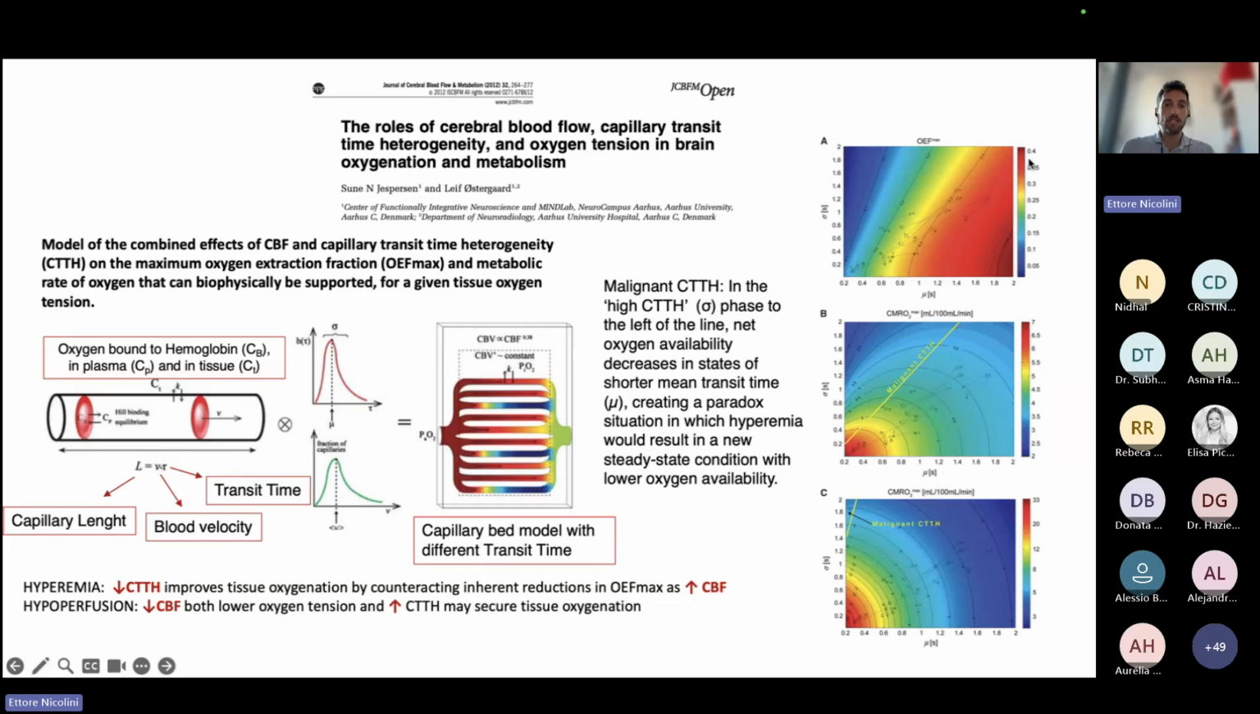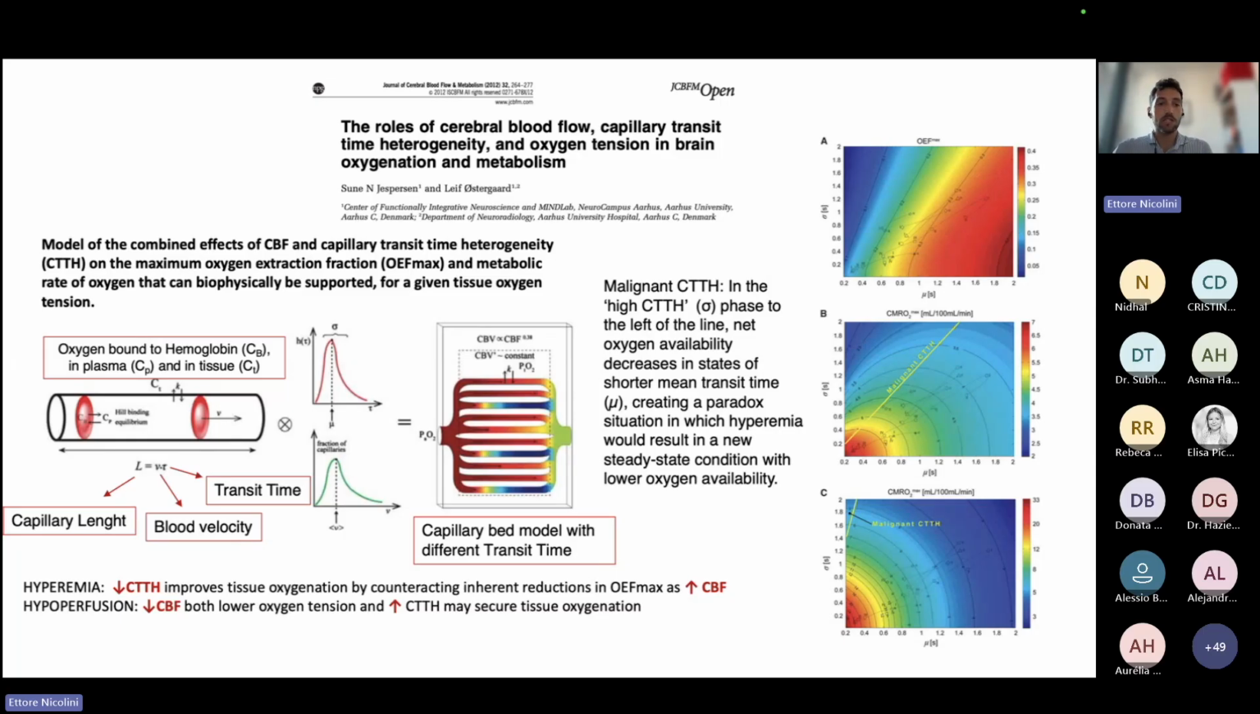This model is represented here, and everything starts from a single capillary in which we have 3 different compartments where the oxygen is bound to the hemoglobin, then to the plasma, and then to the tissue, with a constant K of diffusion between plasma and tissue. This capillary would respond to an equation of set capillary length, which is equal to blood velocity per transit time.